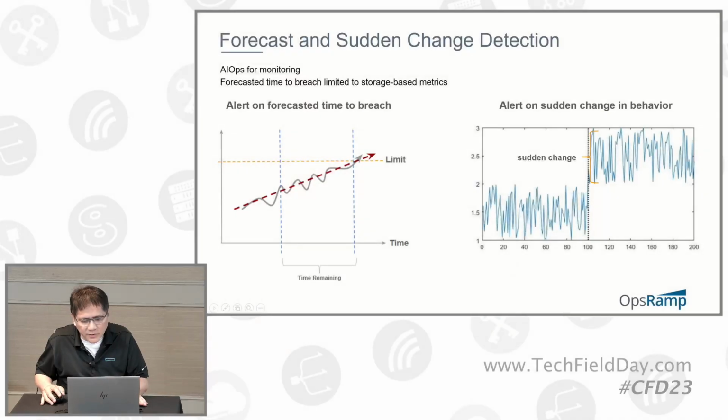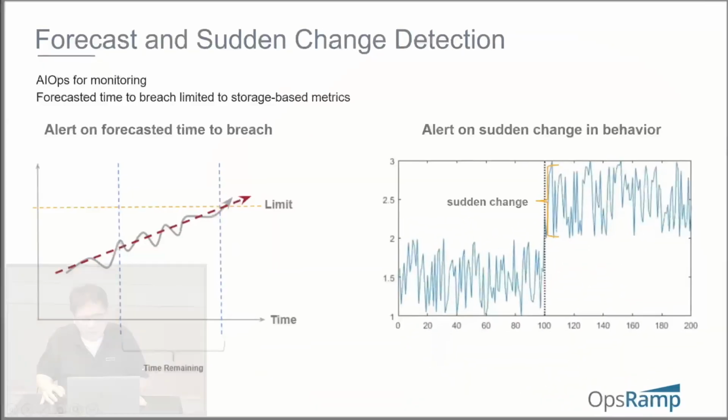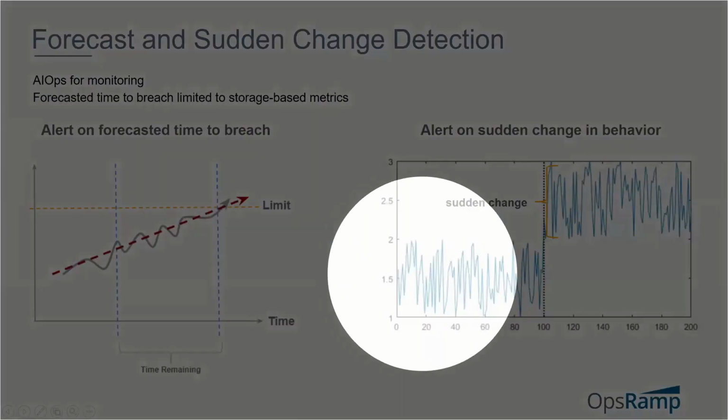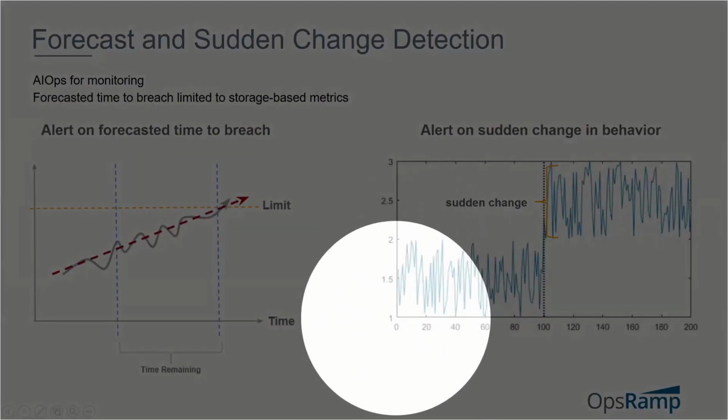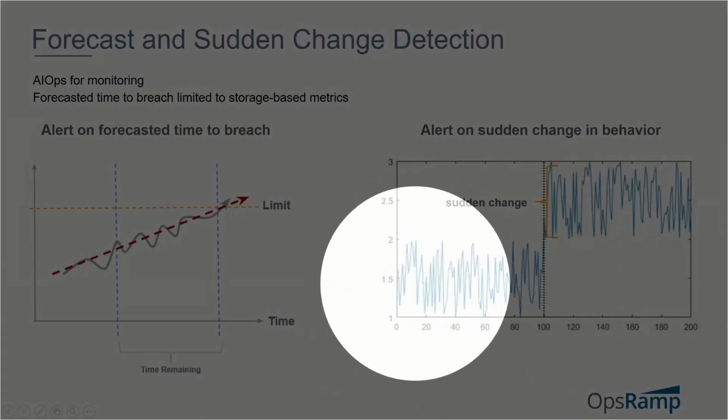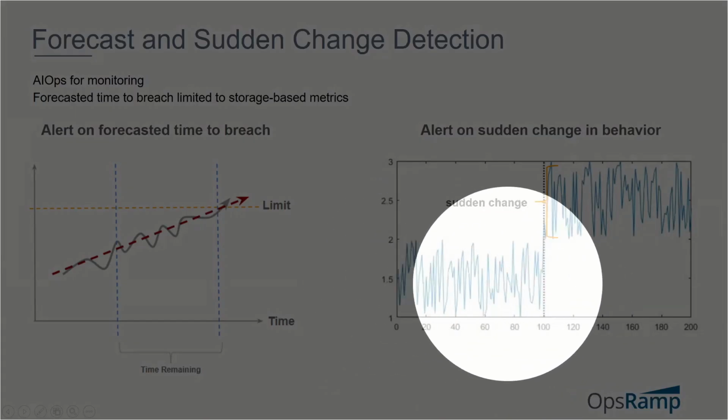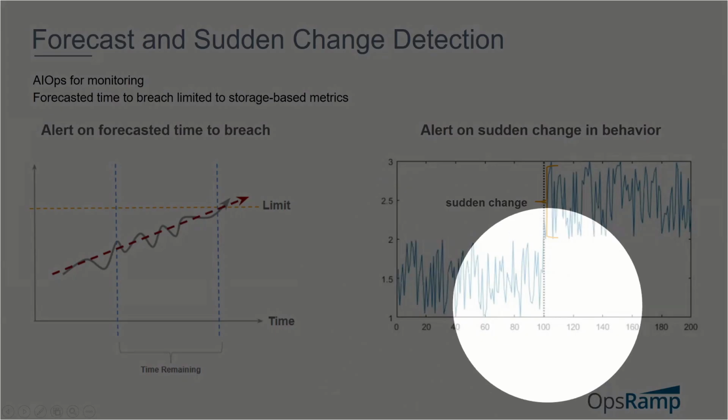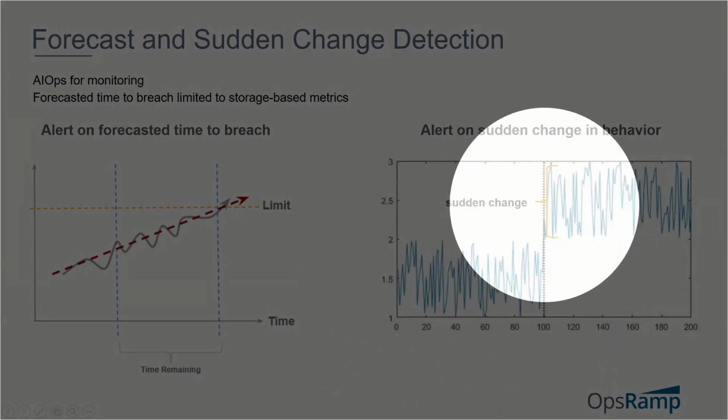And in terms of an alarm getting triggered, is there any kind of anomaly detection going on? Great question. This is the anomaly detection here. It's called sudden change in behavior. In this example, this could be a CPU utilization. You can see from time frame 0 to 100, the average is about 1.5. But then all of a sudden, after time frame 100, it jumped to about 2.5. So that's a sudden change in this metric.